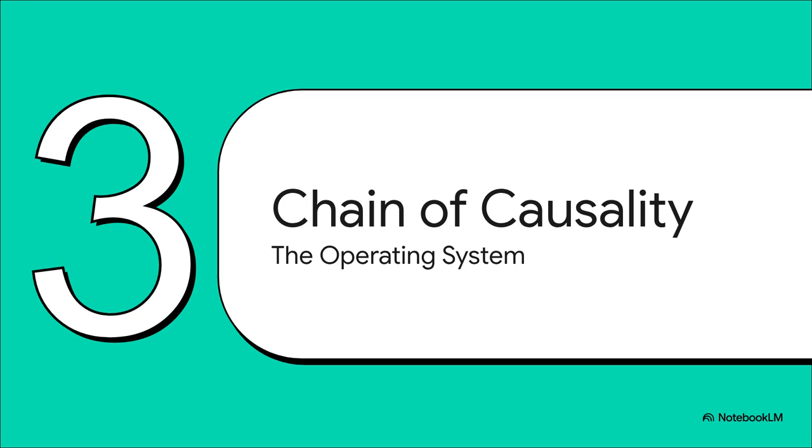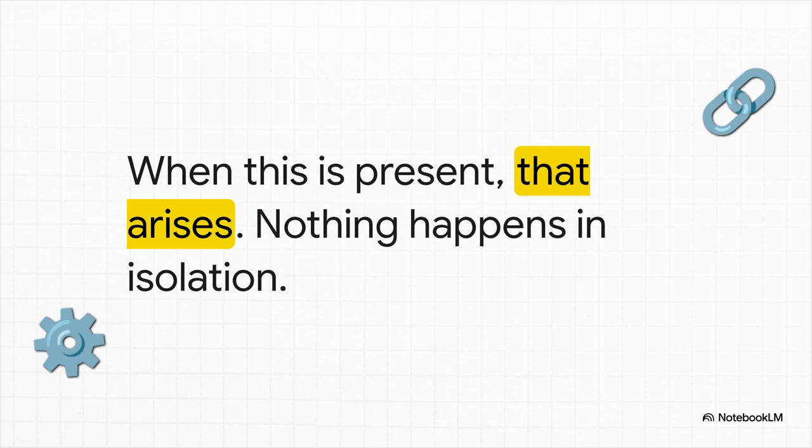Section 3. The chain of causality, the operating system. So once you realize you're just a collection of parts moving through space, the next logical question hits you. What's actually driving the bus? What are the underlying rules of the road?